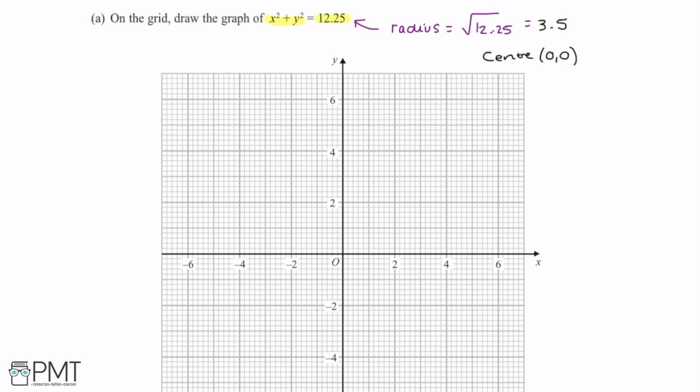Now I can plot a couple of points just to see exactly where my circle is going to go. So if we have a centre of (0, 0), we can simply go up 3.5, and we can go along the axes 3.5 in every direction. Just plot a few points in these places, and then we can just draw in the circle in order to draw this graph. So we'd get the first mark for either having the correct centre or the correct radius, and then the second mark is going to be for the fully correct final answer here.